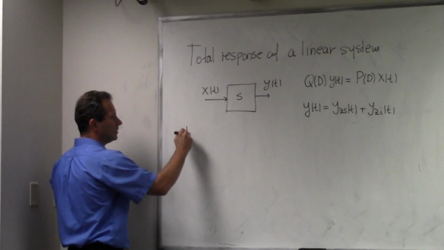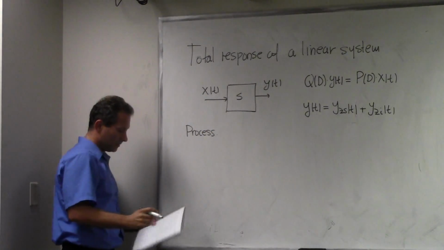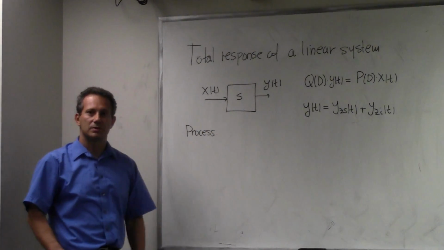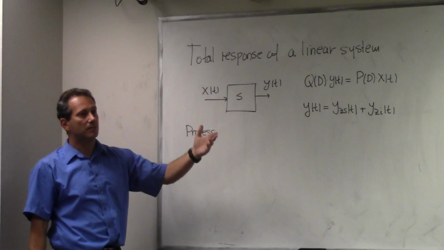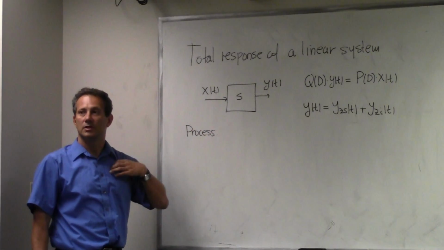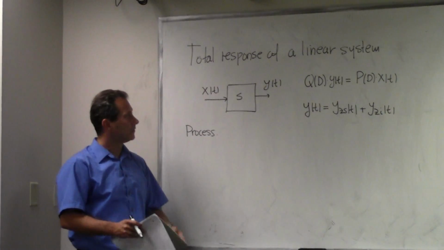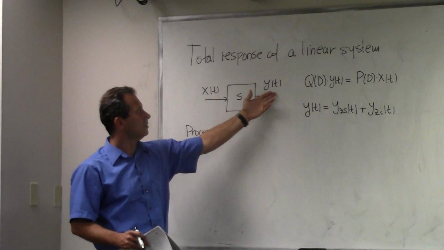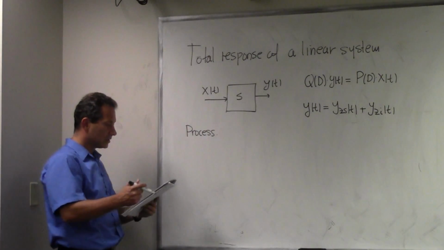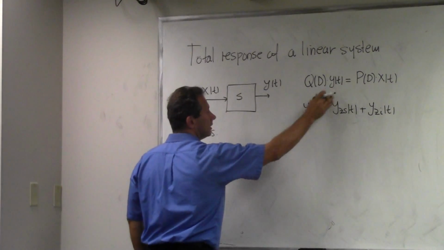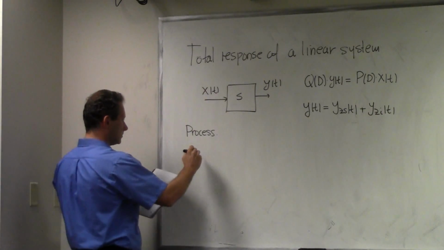So let me summarize everything in a process that you need to follow. I have 4 steps here. I'll give you those 4 steps, and then we'll spend some time working through a couple of examples to show you how you actually execute them. So if you were to determine the output of the linear system to a particular input x of t, and you're given the initial conditions and the differential equation, here are the steps.